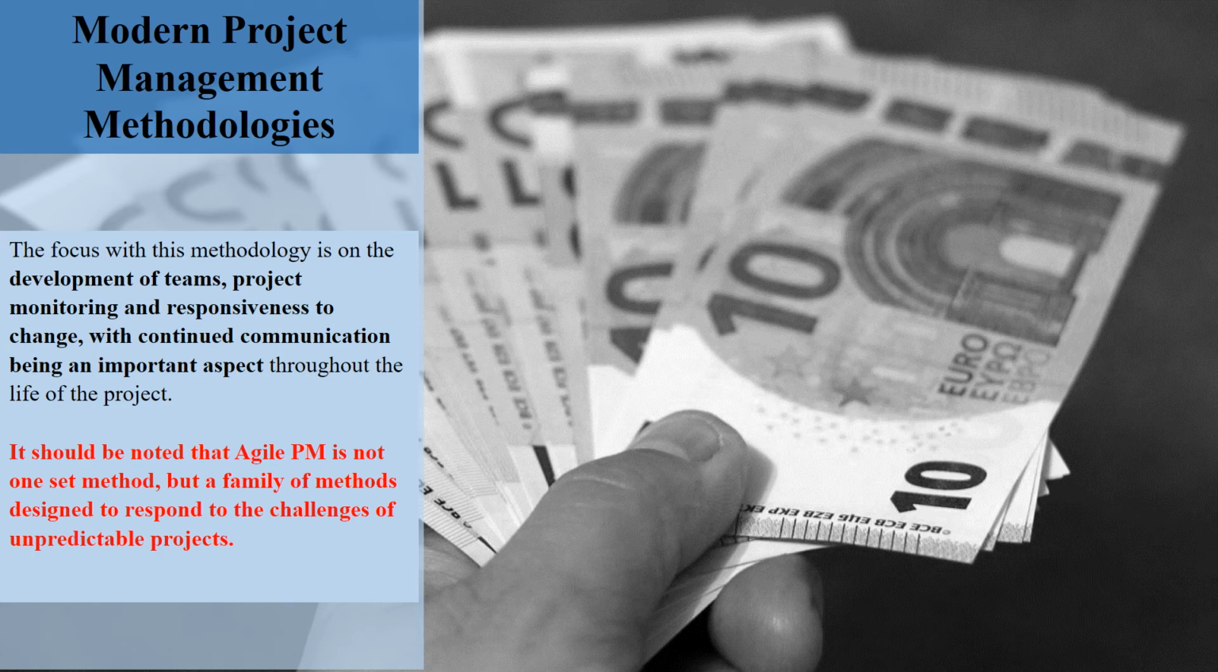It should be noted that agile project management is not one set method, but a family of methods designed to respond to the challenges of unpredictable projects. But I think that the project you are doing, regarding changing the office space from cubicles to an open space, in my opinion, is not an unpredictable project. That is quite a predictable project.